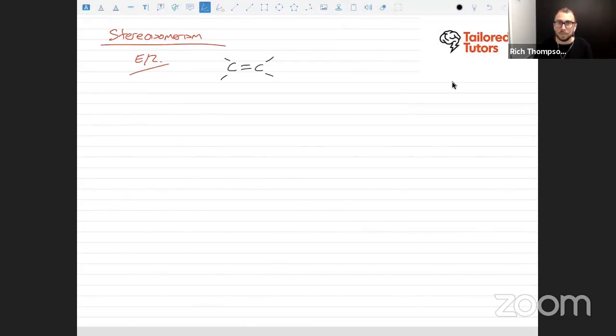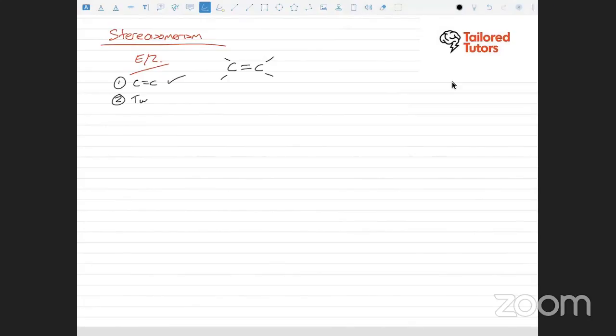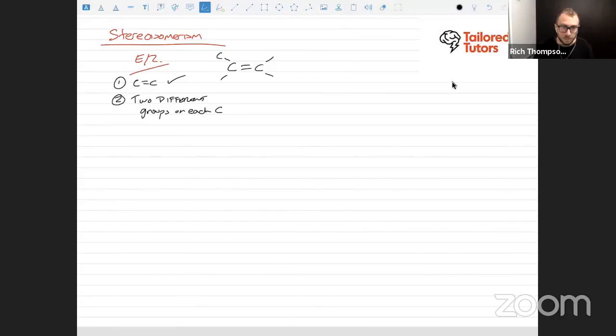Now, for EZ isomerism, you need 2 things. 1, C double bond C, check. 2, we need 2 different groups on each carbon in the C double bond C. So that's really, really important. So on the left-hand side here, let's have a CH3.